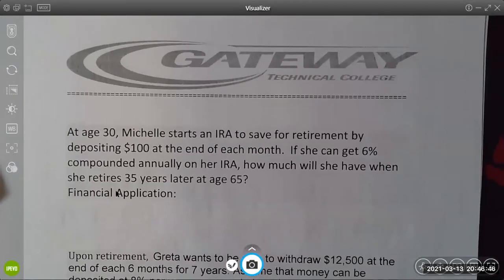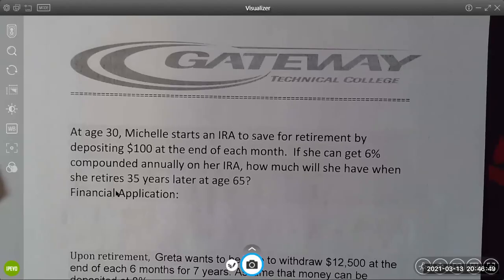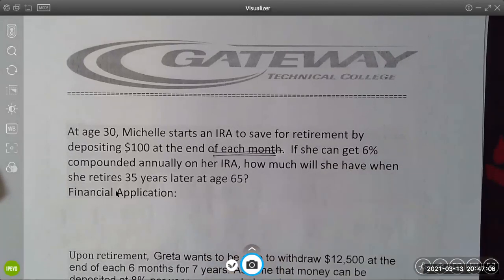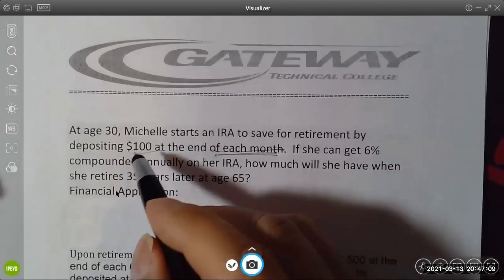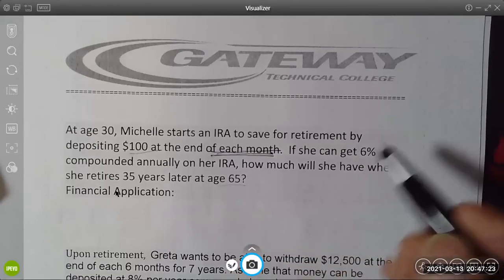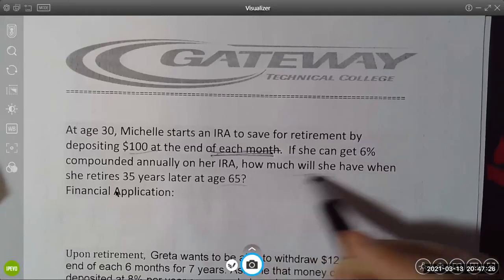Okay, we have a last page, and it looks like 3 questions. Again, the same type of problem, identifying applications. Michelle starts an IRA to save for retirement by depositing $100 at the end of each month. That's critical information. Fixed amount, periodic deposit, right? That's an annuity. If she can get 6% compounded annually on her IRA, how much will she have when she retires 30 years later at age 65? How much will she have, right?